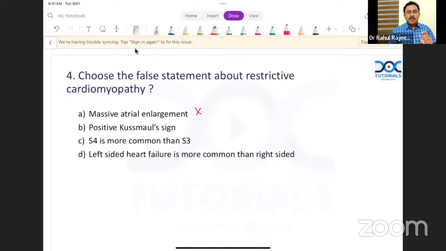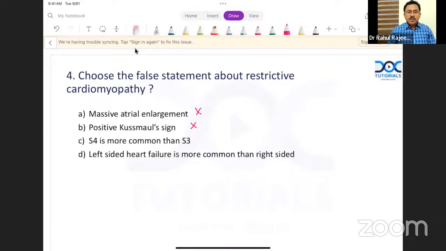The second one says positive Kussmaul's sign. So what is Kussmaul's sign? Normally with inspiration, there should be a minimum 3 millimeter fall in the JVP. But if there is no such fall and there is a rise of JVP with inspiration, that is suggestive of Kussmaul's sign. Out of the various conditions that can produce a positive Kussmaul's sign, like constrictive pericarditis, keep in mind restrictive cardiomyopathy as well. So option B is not going to be my answer.